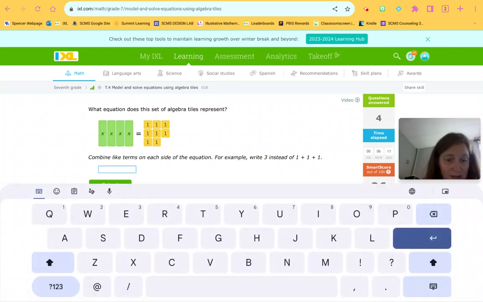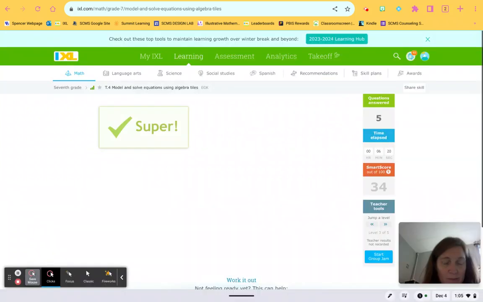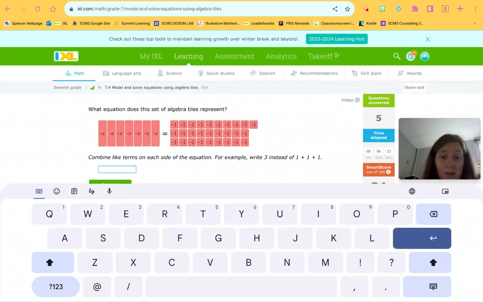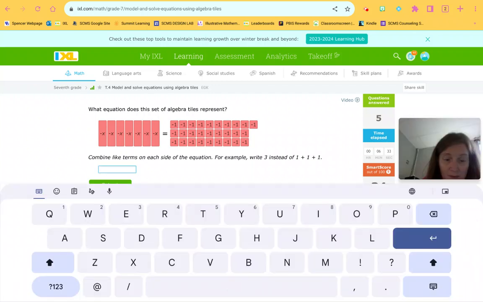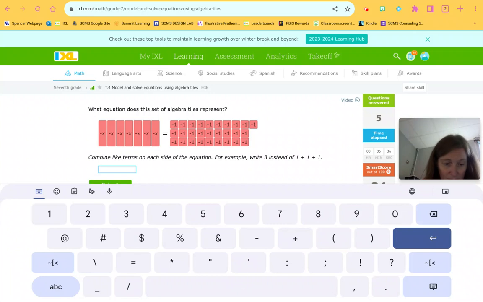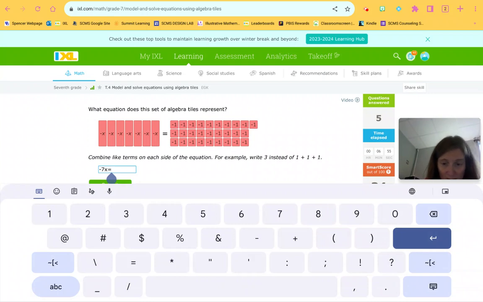I've got 4 x's equals 1, 2, 3, 4, 5, 6, 7, 8, equals positive 8. So that's how you do that one. And then this one, I'm not going to get this one wrong because there's a bunch of negatives. So I've got 1, 2, 3, 4, 5, 6, 7. It's negative 7x equals 3, 6, 9, 12, 15, 18, 21, 24, 27, 28, equals negative 28. I'm not going to make the same mistake that I made last time.